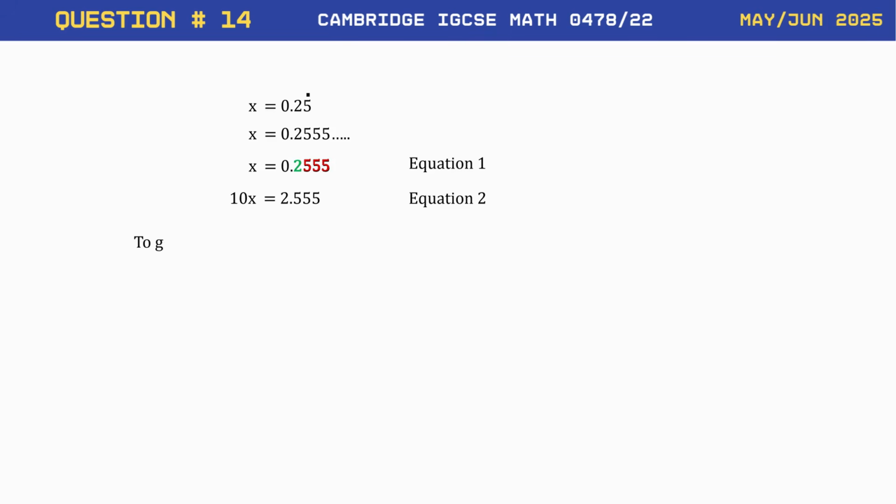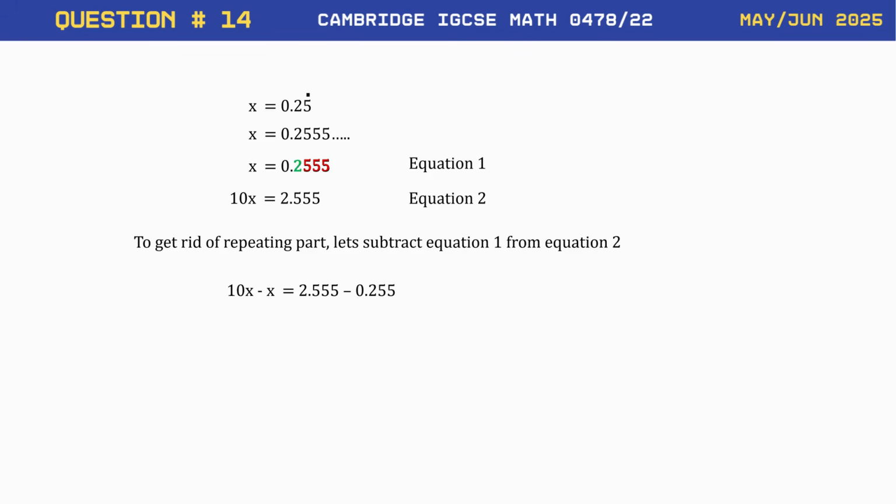To remove the repeating part, let us subtract equation 1 from equation 2. So we shall have 10x minus x equals 2.555... minus 0.2555... Notice that during subtraction, the repeating 5s cancel out because they appear in both numbers. After subtraction, we shall get 9x equals 2.3.